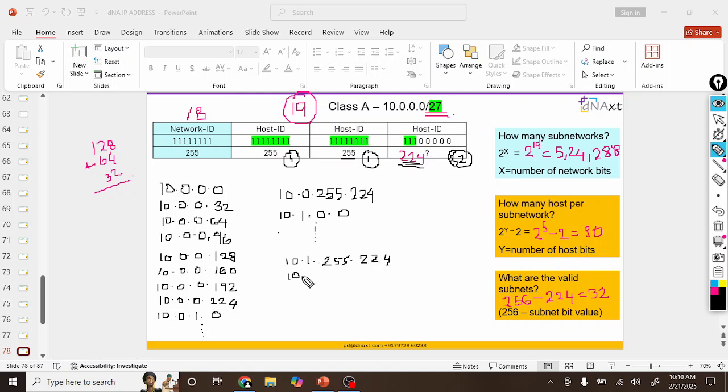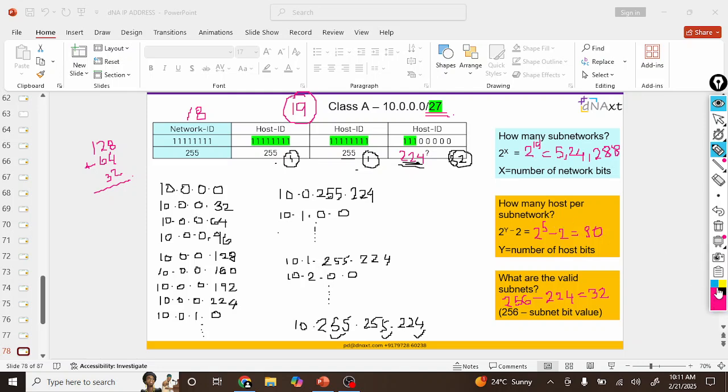Then you will write the next, 10.2.0.0. For 2.0.0, this process again repeats itself. Then you will get 3.0.0 till you reach 10.255.255.224. This is your last subnetwork. In the last subnetwork, you will get all 3 octet values as subnet bit values. Okay. So in this way, you will get more than 5 lakh subnetworks.